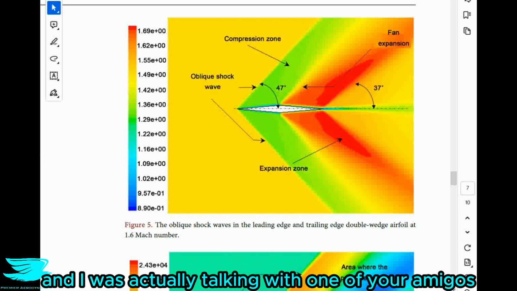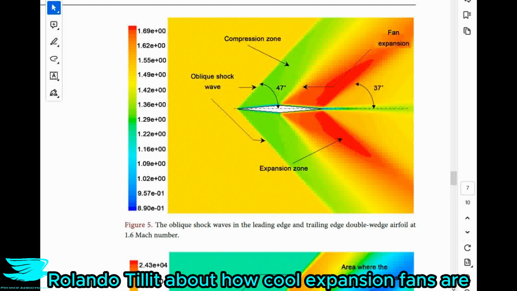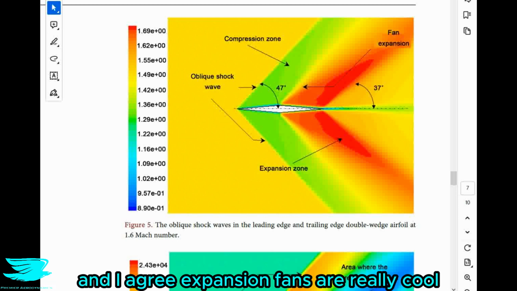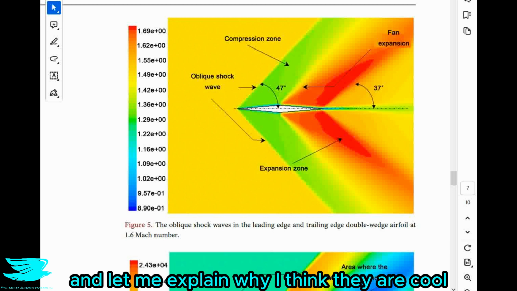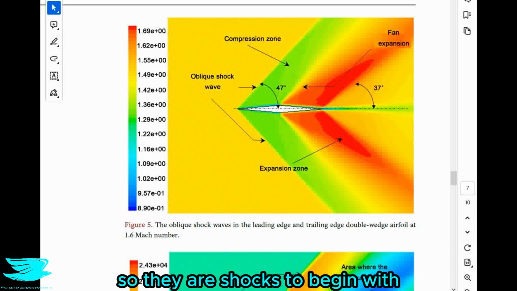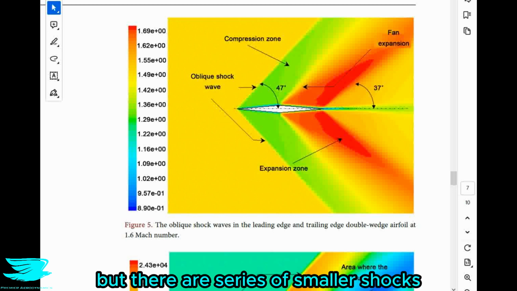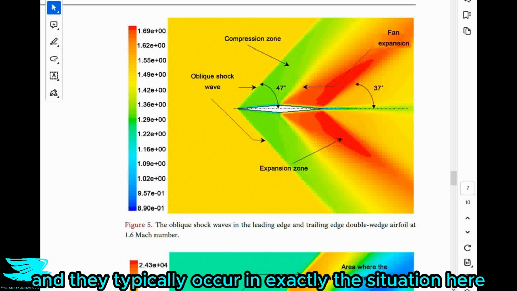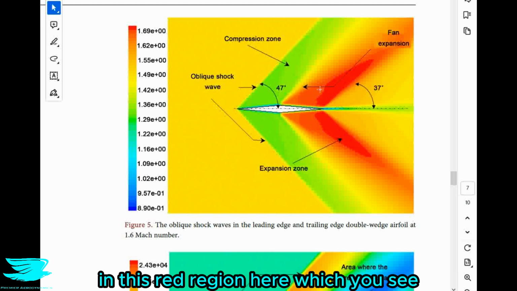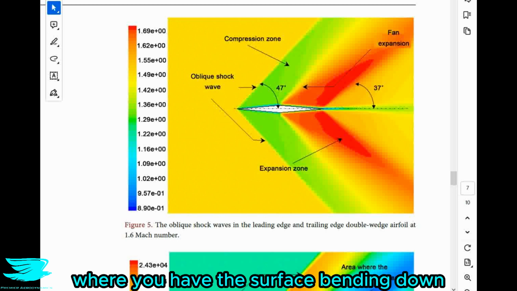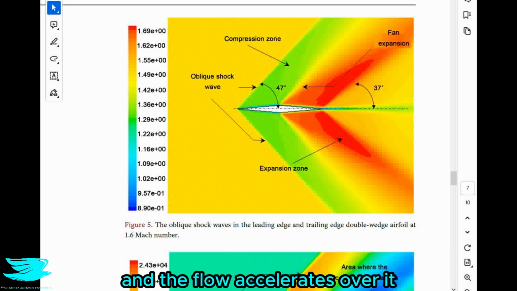And I was actually talking with one of you amigos, Orlando Tillett, about how cool expansion fans are. And I agree, expansion fans are really cool. And let me explain why I think they are cool. So they are shocks to begin with, but they're a series of smaller shocks. And they typically occur in exactly this situation here, in this red region here, where you have the surface bending down and the flow accelerates over it.